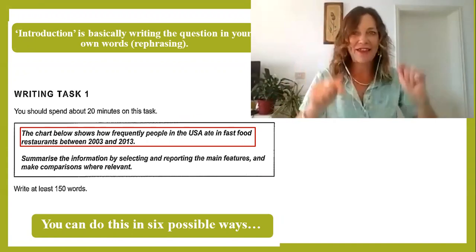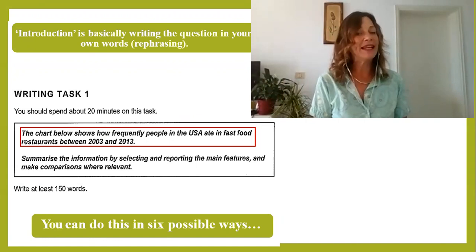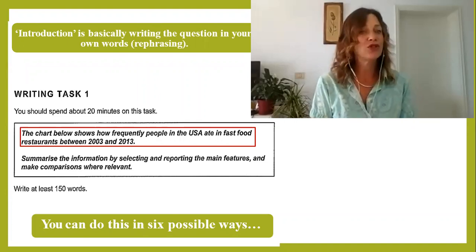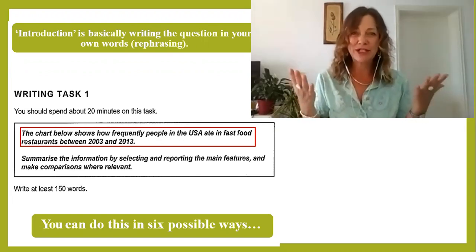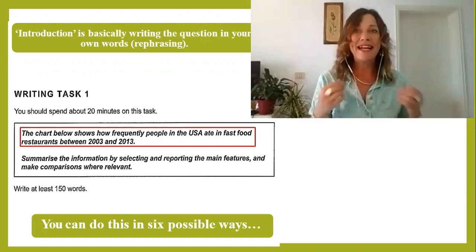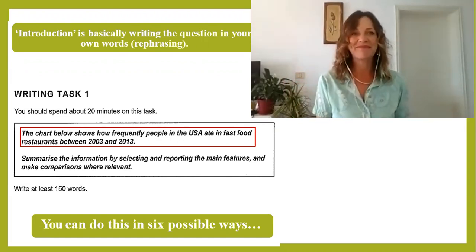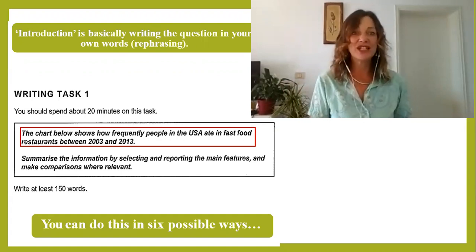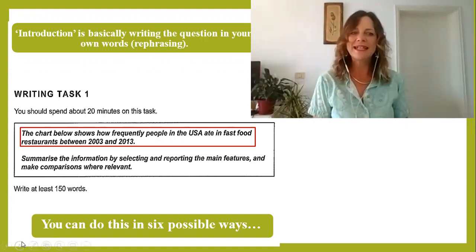So let's read together. The chart below shows how frequently people in the USA ate in fast food restaurants between 2003 and 2013. So how are you going to respond to this question? Well, basically, the first paragraph is the introduction. And what you can do in this introduction is just rephrase that question. Let's look in more detail.